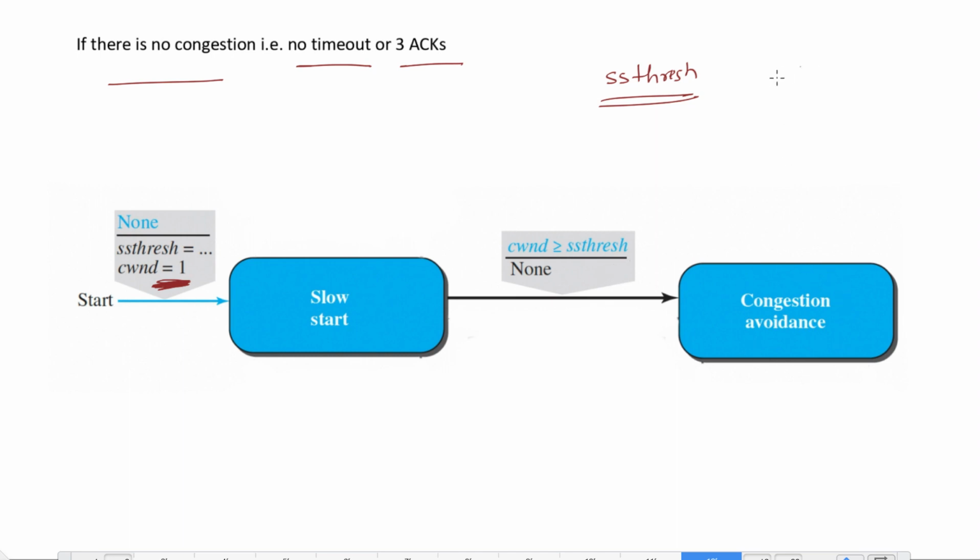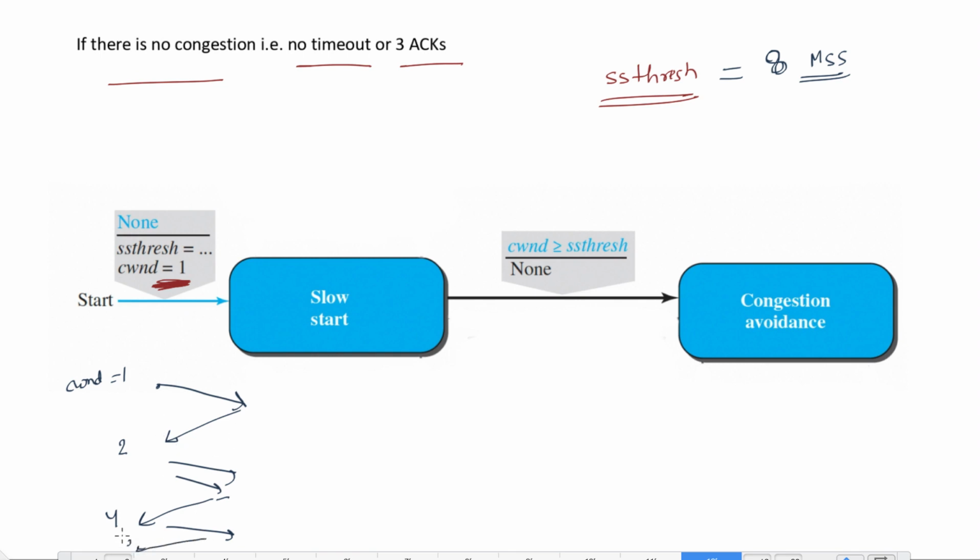So suppose, for example, that my slow start threshold is 8 MSS, and I start with obviously 1 MSS. After how much time will I reach the congestion avoidance? Suppose there is no congestion, which means there is no timeout or 3 ACKs. So I will send the congestion window, and then I will be receiving 1 ACK. So here my congestion window size is 1. Now after receiving this, my congestion window size will be 2. I will be sending two packets. Then I will be receiving 2 ACKs. Then my congestion window size will be 4, and then I will be sending 4 packets. Now my congestion window size will be 8.